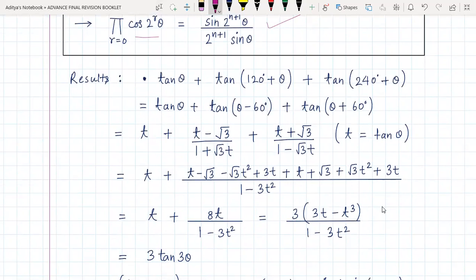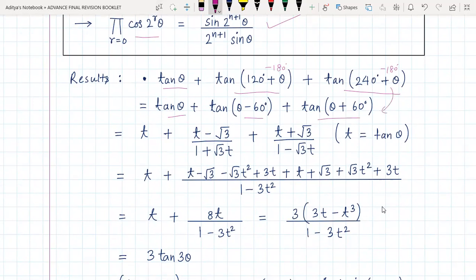The very first result is tan of theta plus tan of 120 degree plus theta plus tan of 240 degree plus theta, which can obviously also be written as tan theta plus tan of theta minus 60 degree. The reason is 180 degrees is the period of tan, so I have simply subtracted 180 degree from this, and from here also I have subtracted. So that's how I have obtained this form of this expression.